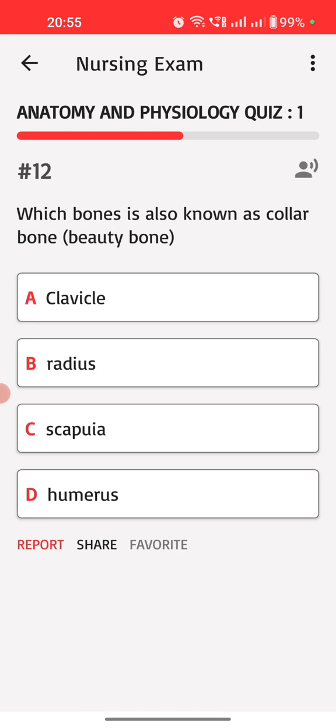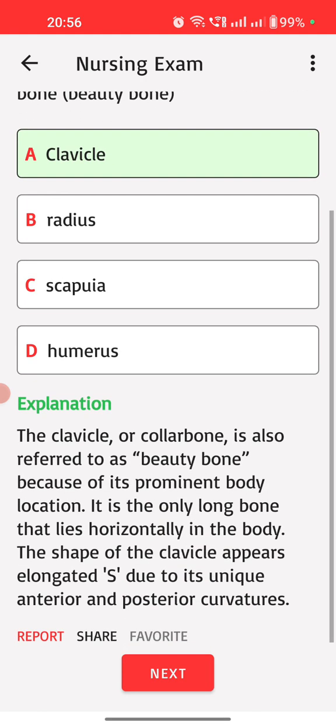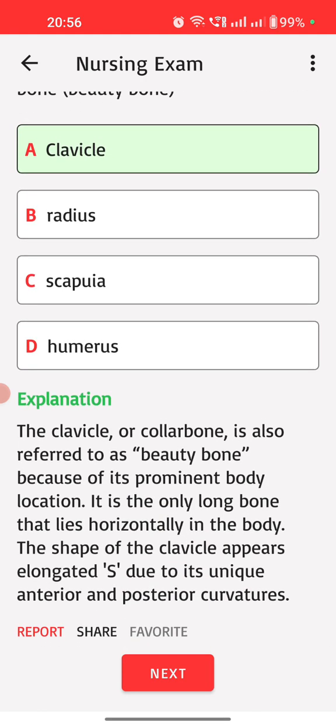Which bone is also known as collarbone, beauty bone? A. Clavicle. Correct answer. The clavicle, or collarbone, is also referred to as beauty bone because of its prominent body location. It is the only long bone that lies horizontally in the body. The shape of the clavicle appears elongated, S-shaped, due to its unique anterior and posterior curvatures.